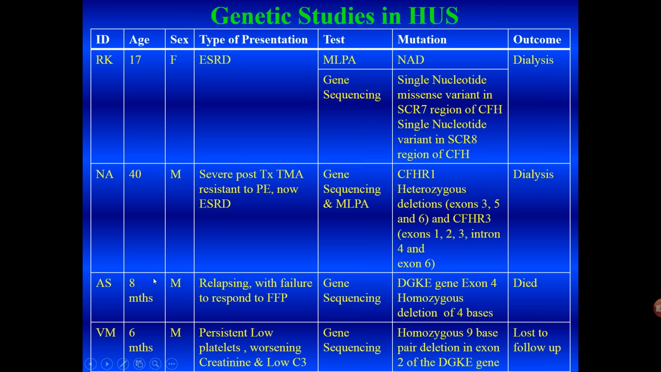Finally, there are these two patients who presented in the first year of life. Interestingly, one of them actually had high anti-factor H antibodies. Both had low C3, but they didn't respond to plasma as well as we might have. And when we submitted them to gene sequencing tests, both of them had large deletions in the DGKE gene.